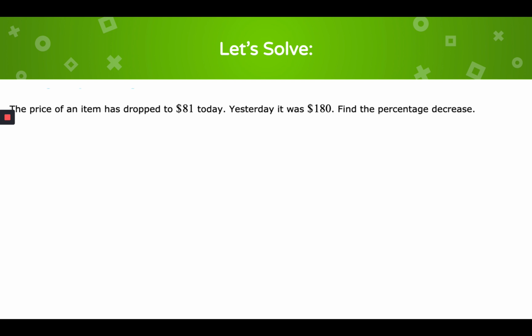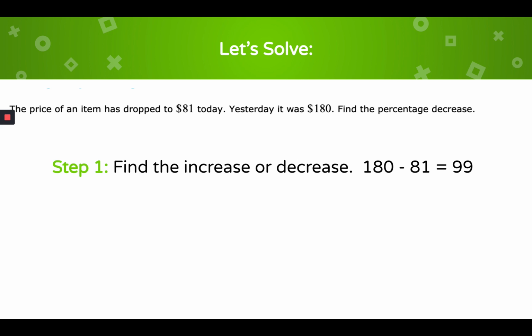Okay, the price of an item has dropped to $81 today. Yesterday was $180. Find the percent decrease. So step one, find the change in price. In this case, $99. So it was 180 yesterday. It's 81 today. That means it dropped $99.